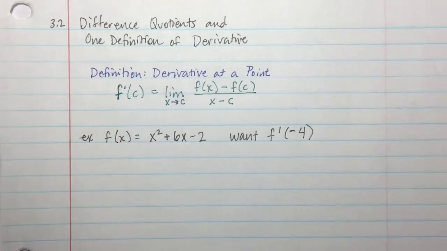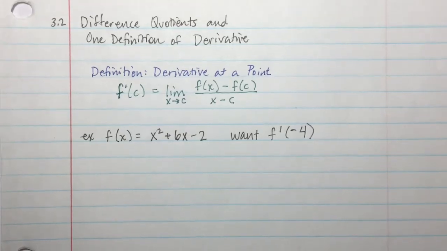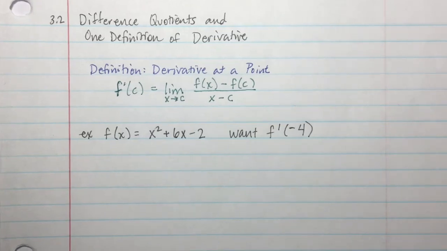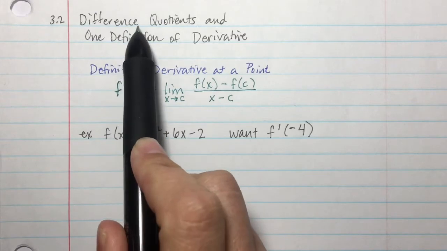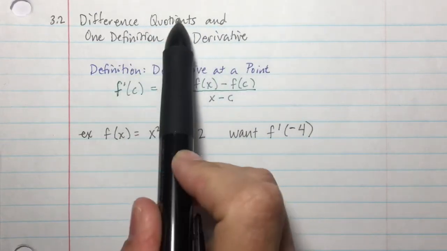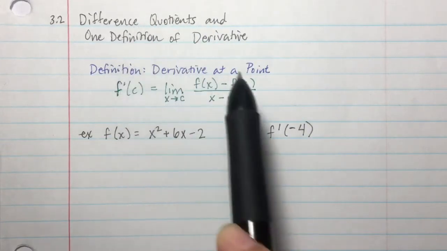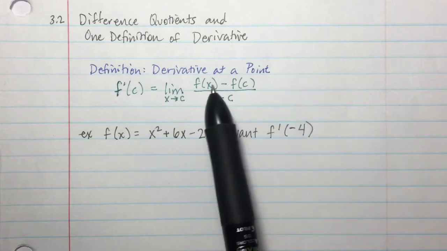Hey everyone, we are looking at difference quotients and one definition of a derivative. So first of all, the phrase difference quotient. Difference means subtract. You knew that. Quotients divide. So it's a subtracty, dividey thing. This leads us to our definition of a derivative.